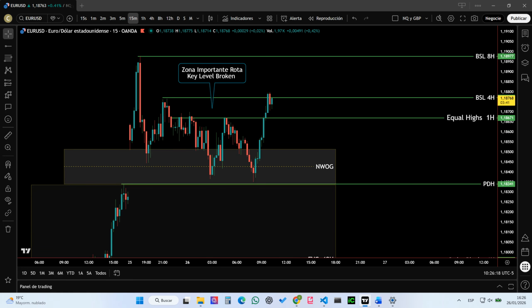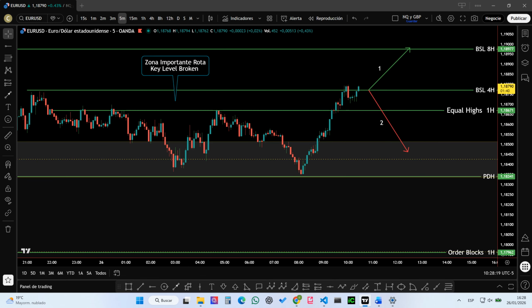As you can see by the label I've placed, this is our key level broken zone. Price has managed to break through the equal highs with a strong candle of intent, confirming what we call a key level broken. This breakout is not an accident, it is the technical confirmation that demand has absolute control of the market right now and that price is now completely free to go and hunt the macro liquidity targets we defined at the start of our analysis.